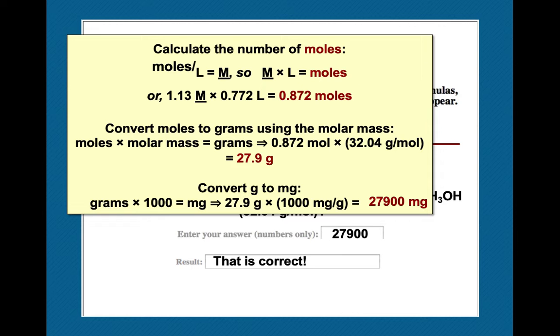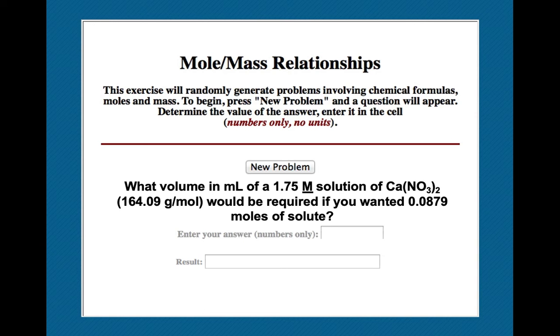Any questions? Let's do one more then. Go ahead and look at this and think about how you're going to do this. We're looking for a volume, we have a concentration, we have a molar mass, and we want a certain number of moles.